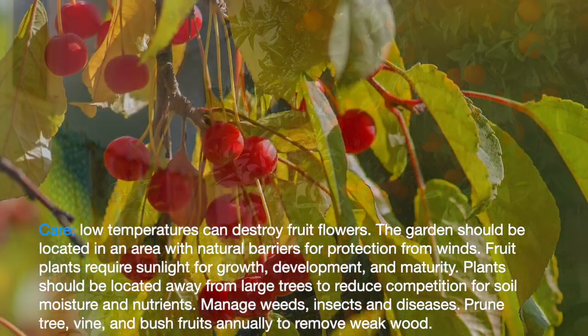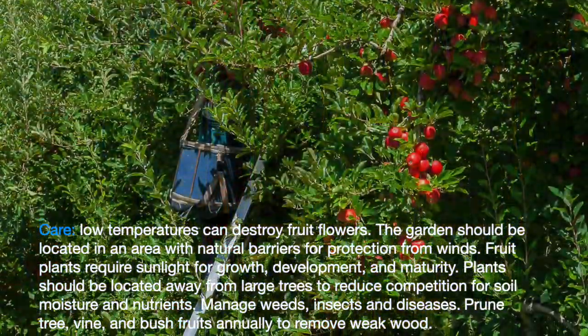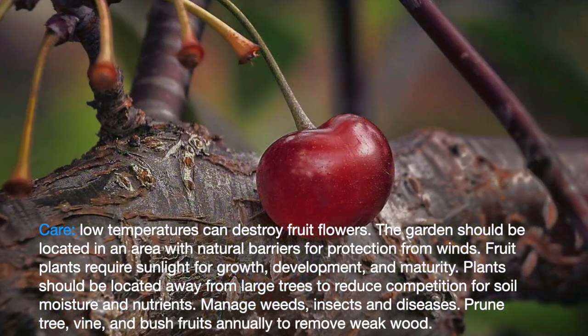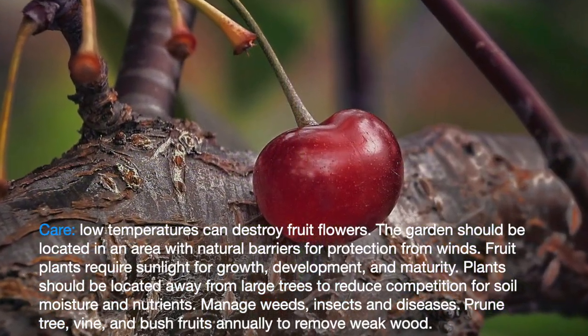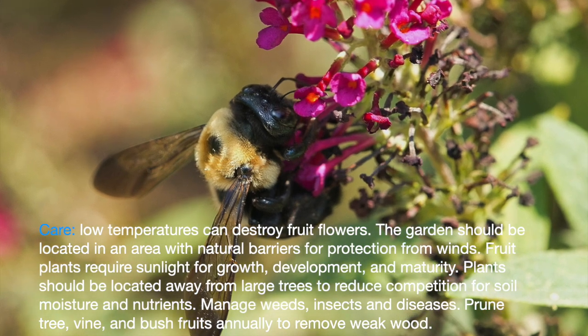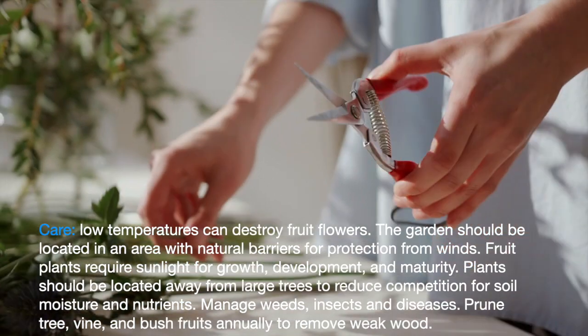Fruit plants require full sunlight for growth, fruit development, and maturity. Fruit plants should be located away from large trees to reduce competition for soil moisture and nutrients. Manage weeds, insects, and diseases. Prune tree, vine, and bush fruits annually to remove weak fruit.